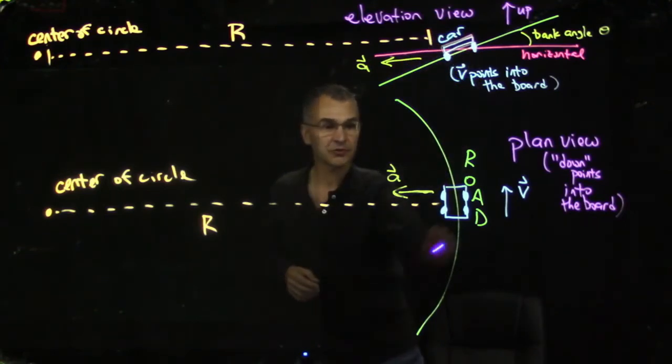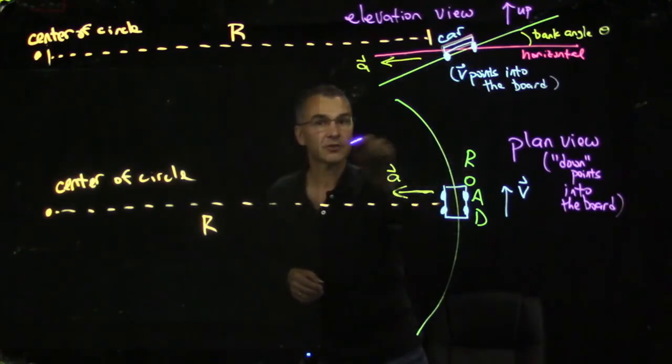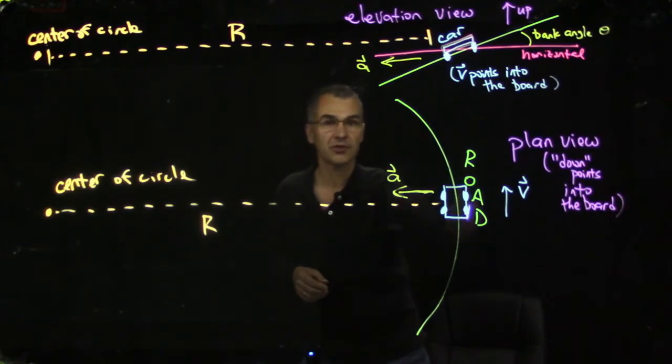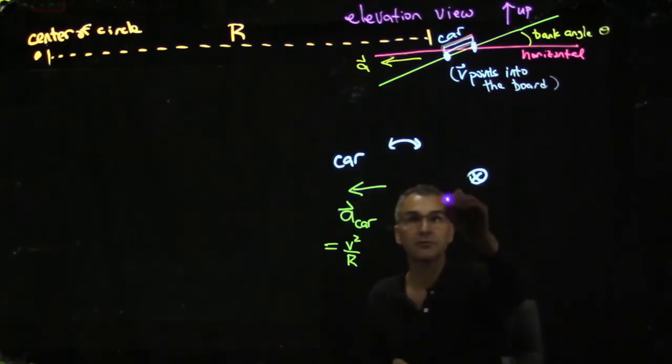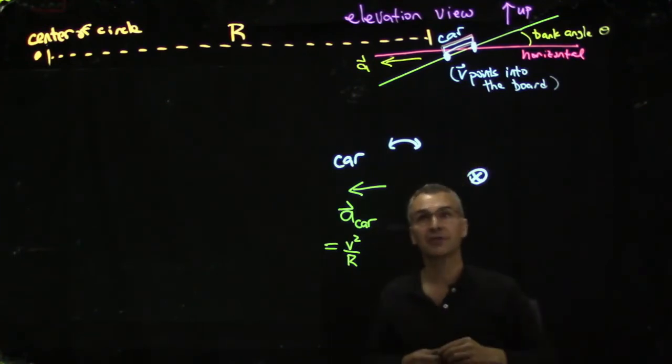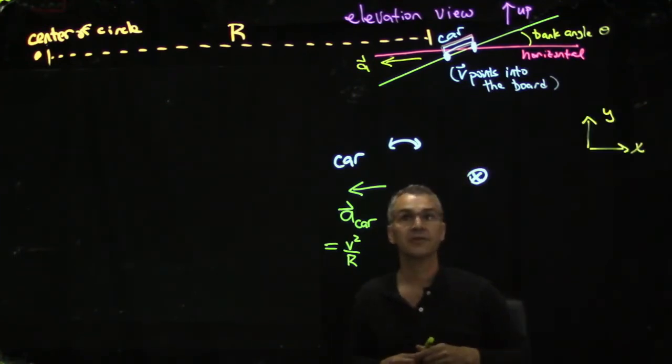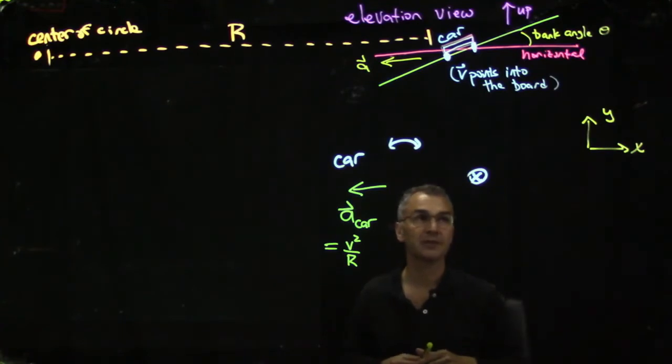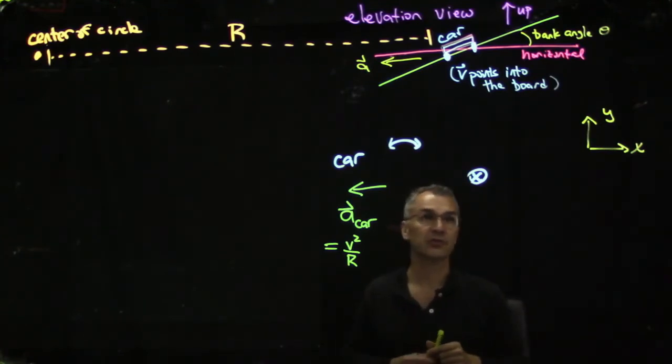This plan view is useful for seeing what's going on, but it's not useful for working out the physics. So I'll erase this and we'll do the math here. So let's draw a free body diagram for the car, and we'll be inspired by this elevation view. We'll choose the y-axis to point up opposite gravity. We'll choose the x-axis to point to the right, and the center of curvature is to the left. So the car is accelerating to the left.